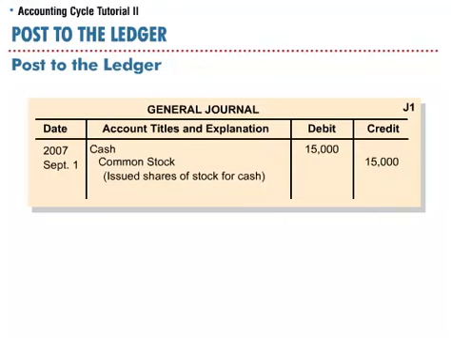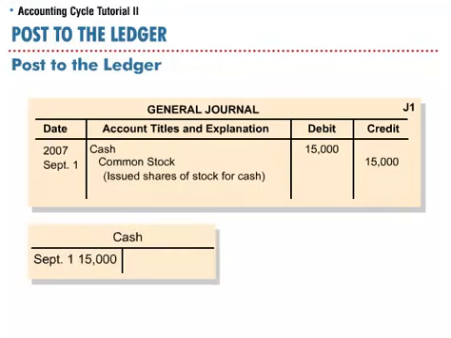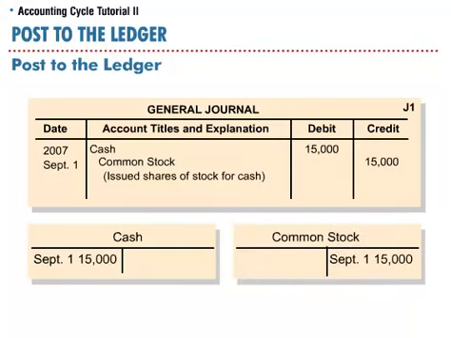What we want to do is transfer the information in the entry to the ledger accounts. To make this transfer, we follow these steps. Step 1. In the ledger, enter in the appropriate columns of the accounts debited the date and the debit amount shown in the journal. Step 2. In the ledger, enter in the appropriate columns of the account credited the date and the credit amount shown in the journal.